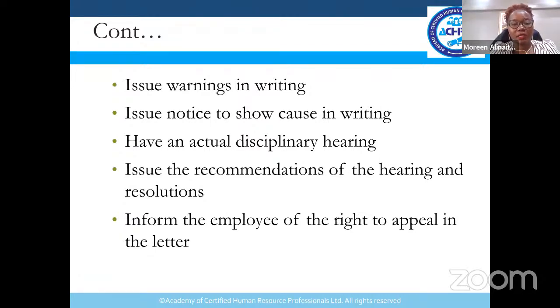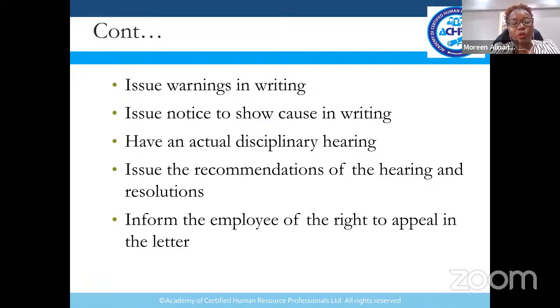When they respond to the notice to show cause and they are subjected to a disciplinary hearing, as an HR manager, make sure that you do an actual disciplinary hearing. What do I mean by this? It is considered that for somebody to have an actual disciplinary hearing, you must have the disciplinary committee sit on the specific date as stated in the notice to show cause, okay?